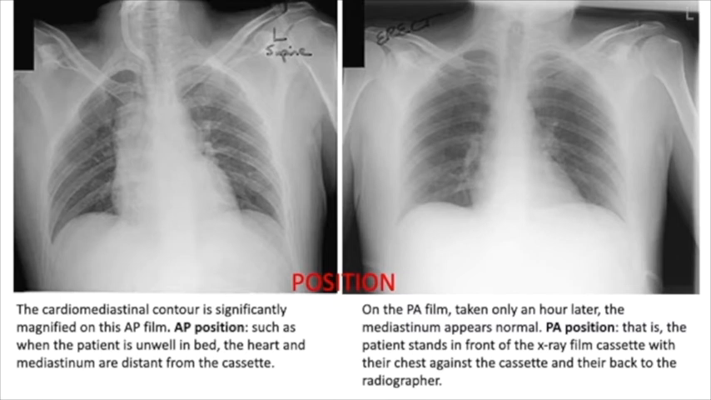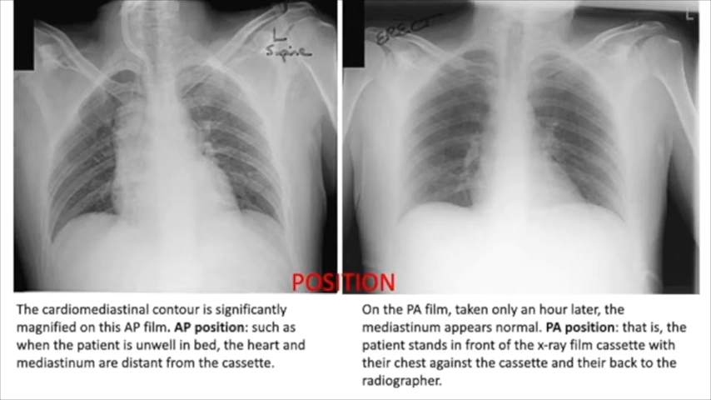So let's look at a sample of the positions here. On the left side, you can see a chest X-ray where the cardiomediastinal contour is significantly magnified. This is the anterior posterior position, used when the patient is unwell in bed. The heart and mediastinum are distant from the cassette. The patient coming on the bed to the X-ray department is too distant from the cassette and doesn't have the exact distance, so we get a magnification of the heart and mediastinum. For that reason, the cardiomediastinal contour is enlarged.